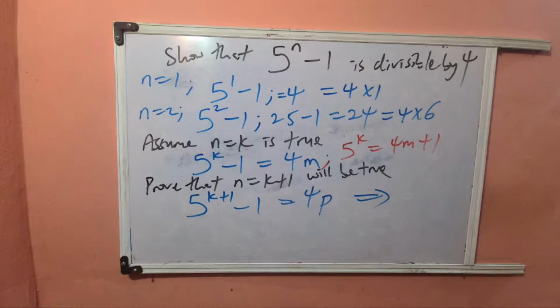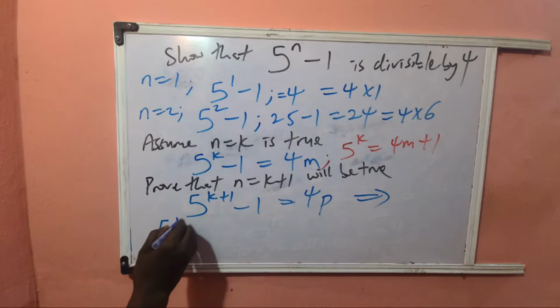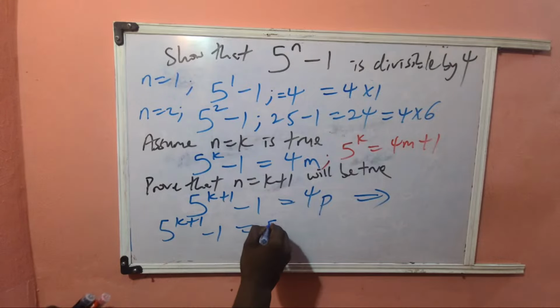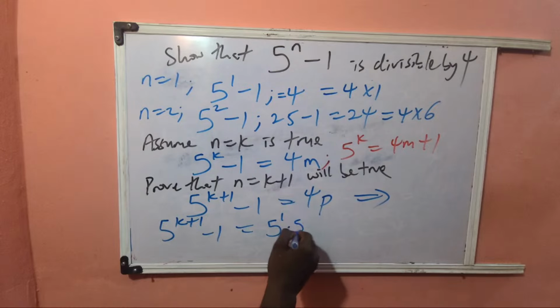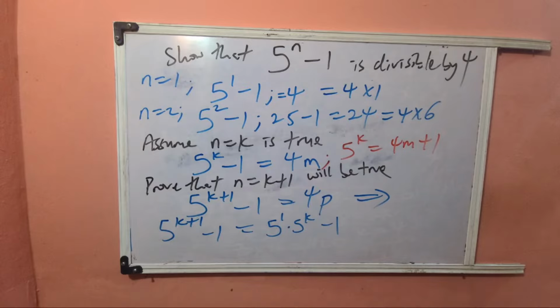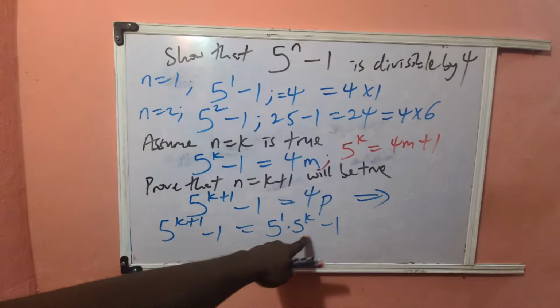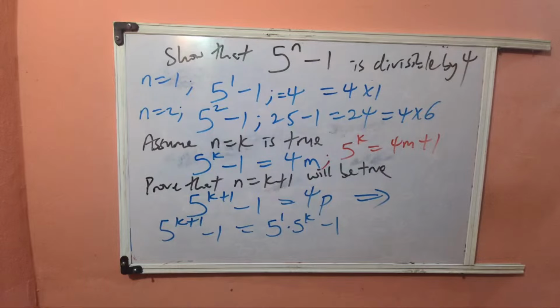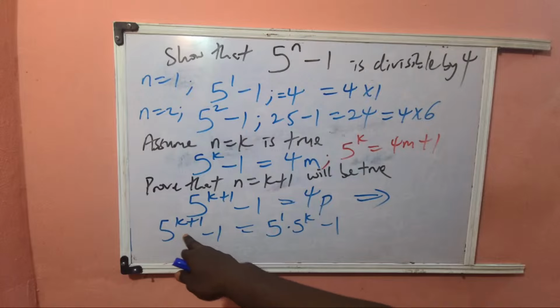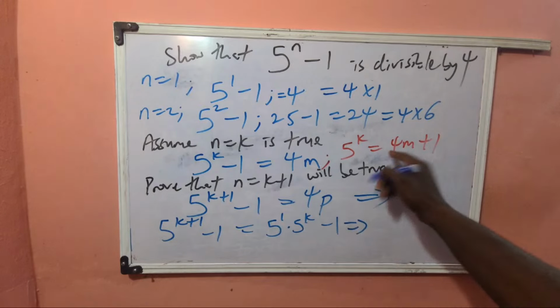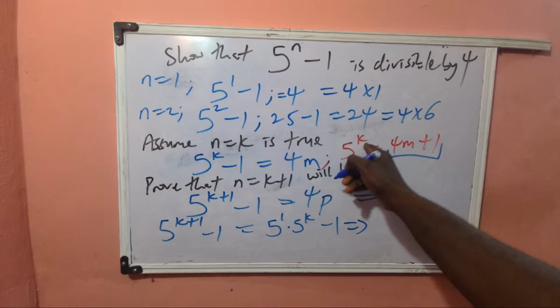Let me pick 5 raised to power k plus 1 minus 1. This is what we want to prove. So I'm not wrong if I write this as 5 raised to power 1 times 5 raised to power k, minus 1. I'm not wrong, because I'm just separating 5 raised to power k plus 1. Now I want to go on to fix my value for 5 raised to power k to be this value here, because don't forget, 5 raised to power k is this.